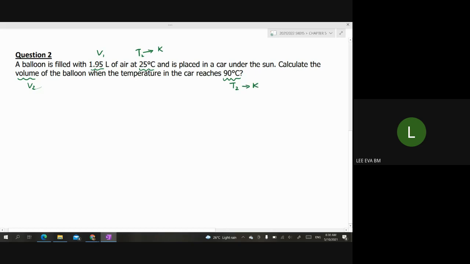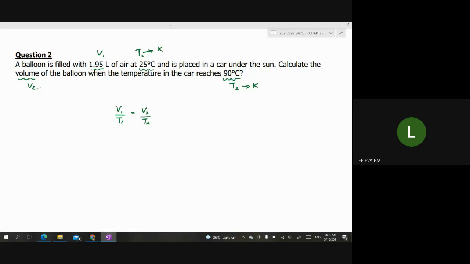So what formula do you want to use? Charles' law. And then the formula? V1 over T1 equals V2 over T2. You can do the temperature conversions separately or you can do it straight inside your formula.